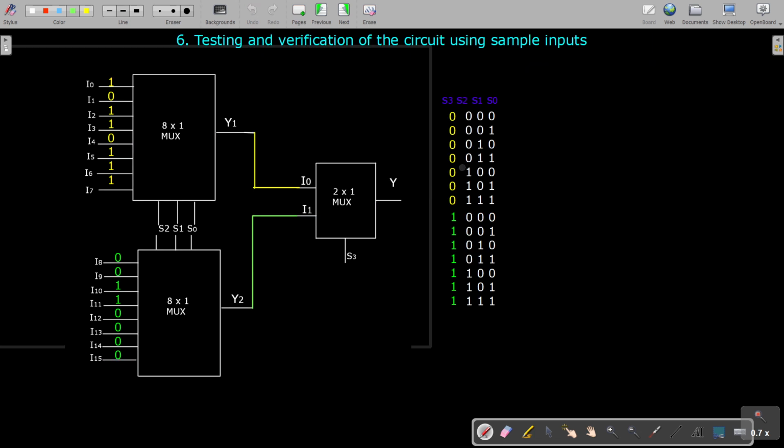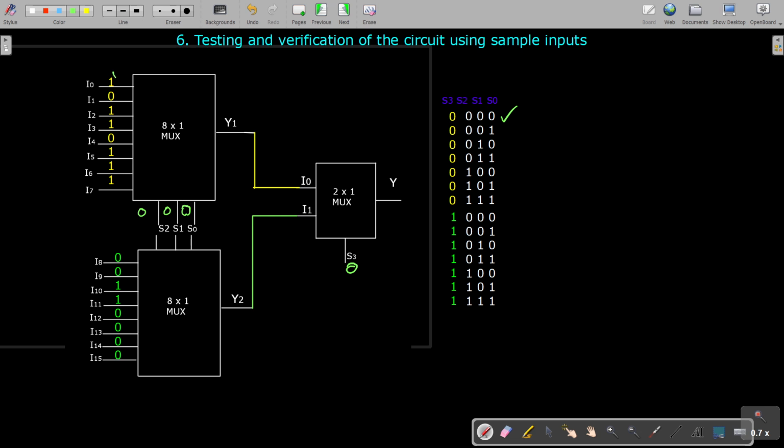And this is again how, with the sample input I have given, it is working, and we can test it. Already I have explained you. Anyhow, for all these inputs we can test this using these selection inputs. Okay, we start with this. If you want you can take it or you can skip it. Okay, 0000. So here it would be 000, and here this S3 is 0.